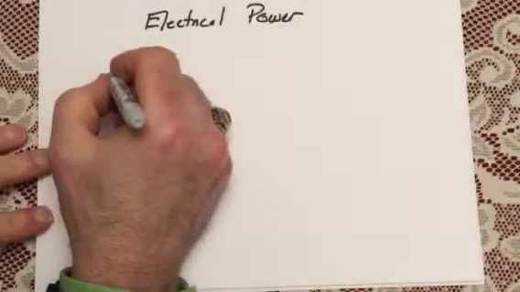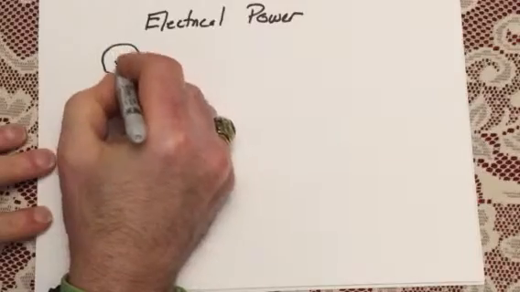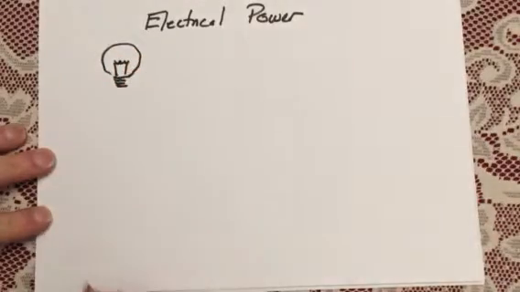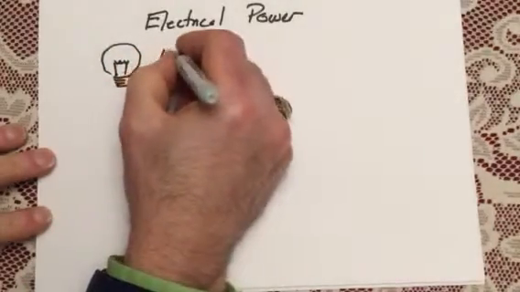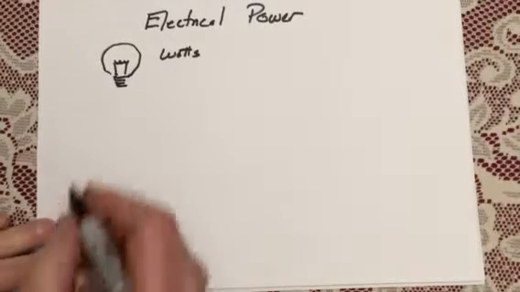Now, you've dealt with electrical power anytime you've bought a light bulb, because the way you can tell how bright that light bulb is is how many watts it is. The more watts, the brighter the bulb is. Now, granted, certain bulbs are more efficient. They give you more light for the same number of watts, but what we're really talking about is how much energy the light bulb is going to be using per period of time.